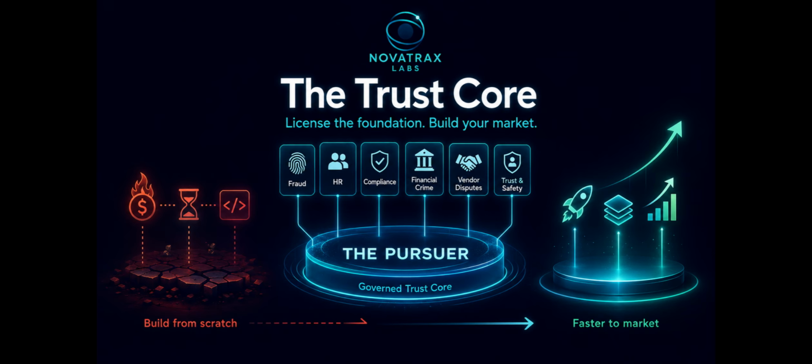The second answer is dramatically reducing development costs. Any team building industry-specific investigation tools, whether for fraud, HR, compliance, or financial crime, must first build the truth core. They need that same foundation. Building it from scratch burns capital and stalls speed to market. For startups, it's prohibitively expensive. For enterprise teams, it's a massive drain on engineering resources. The Pursuer eliminates that roadblock. Builders can license a proven, production-ready foundation, allowing them to skip the infrastructure build and focus entirely on their market.